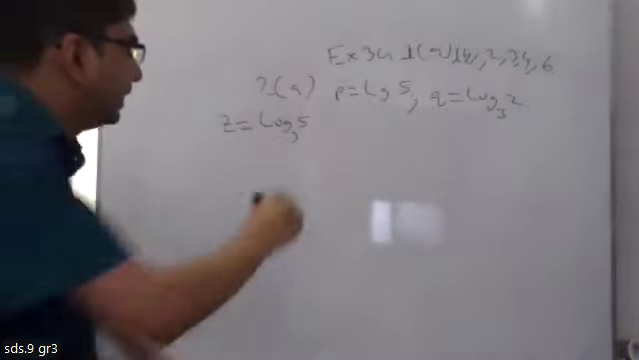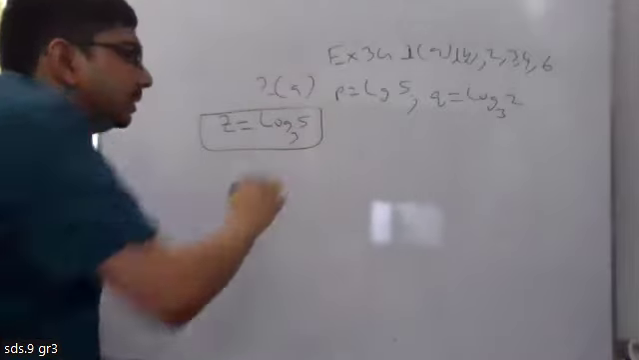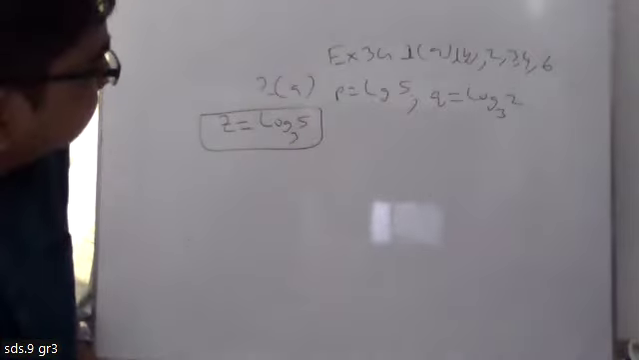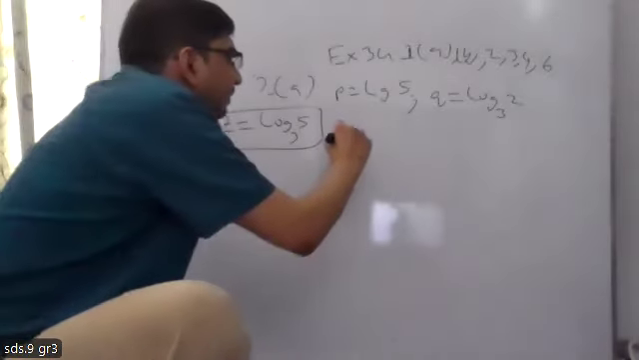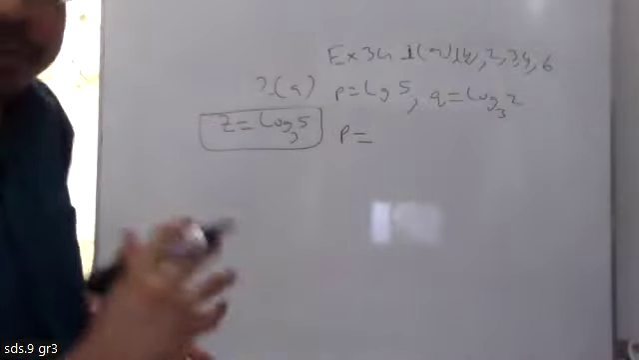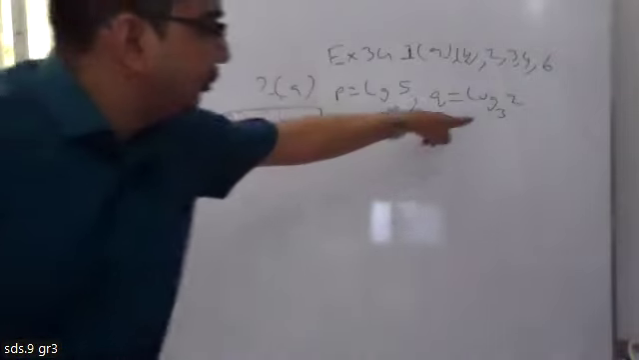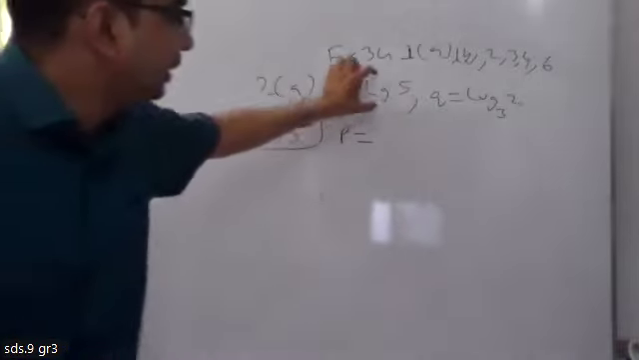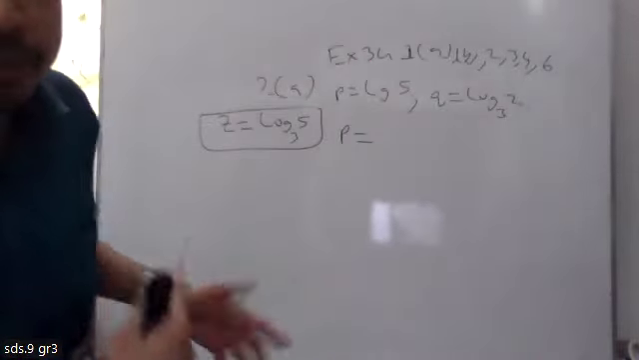I'm just saying that log 5 base 3 is Z. Now, P is equal to log 5 base 10. Can I convert this to base 3? Because all of these, we see, are in base 3. So this log base 10, let me convert this to base 3.